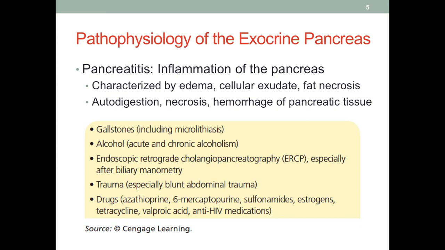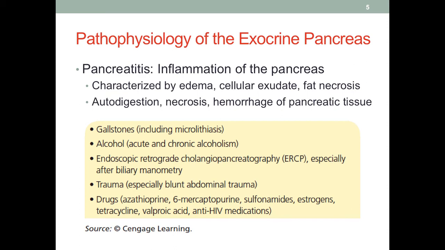The main condition we will discuss today is the inflammation of the pancreas called pancreatitis. The inflammation of the pancreas is characterized by edema, cellular exudate, and fat necrosis. In this condition, whether it's chronic or acute, autodigestion will occur. Therefore, there will be tissue necrosis, and it could lead to severe hemorrhaging in the pancreatic tissue. In acute cases, some patients will develop multiple organ failure, which calls for intensive care and can be fatal. So this can be a very serious condition.